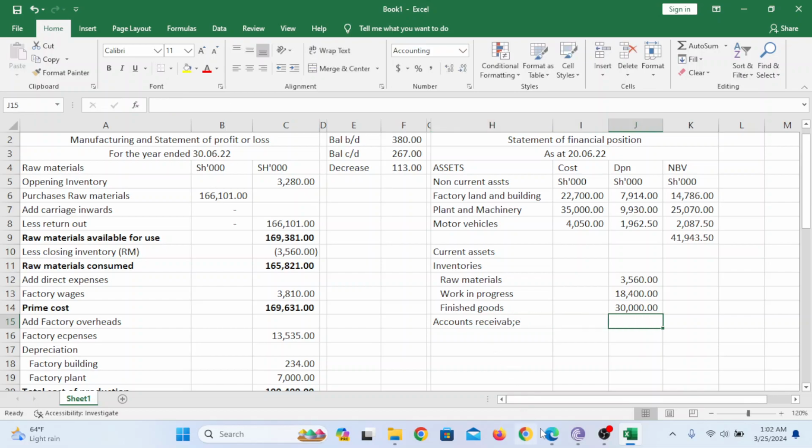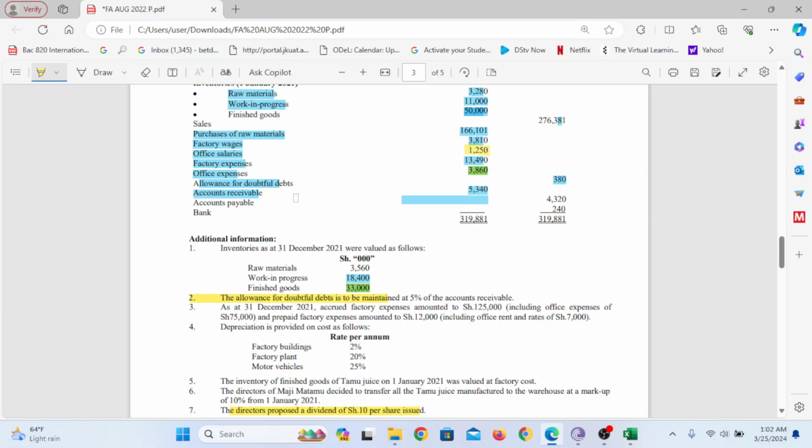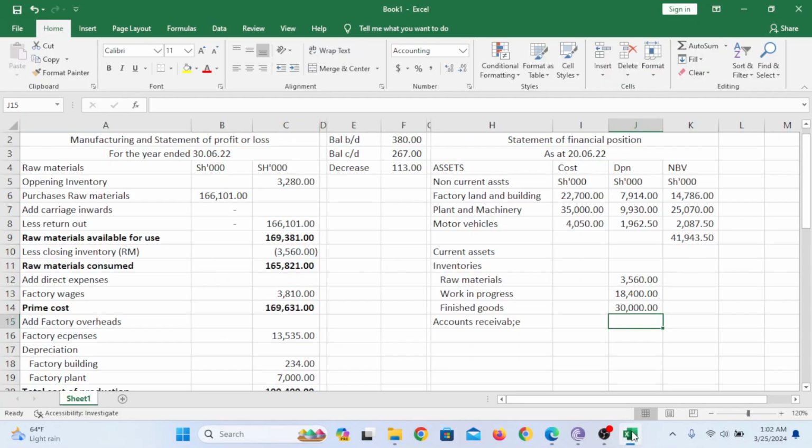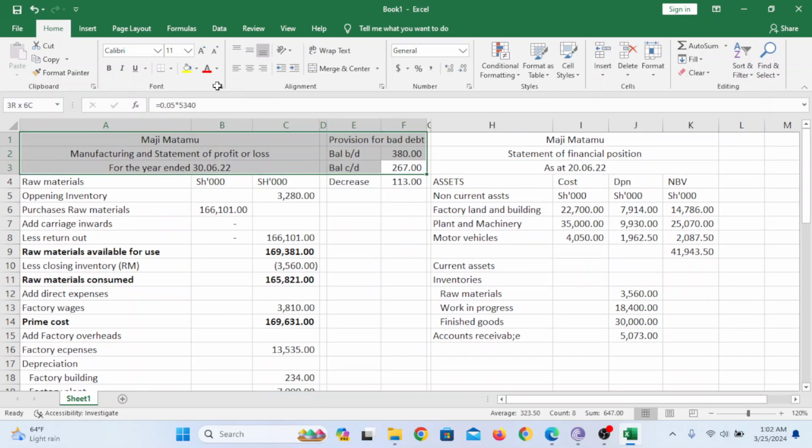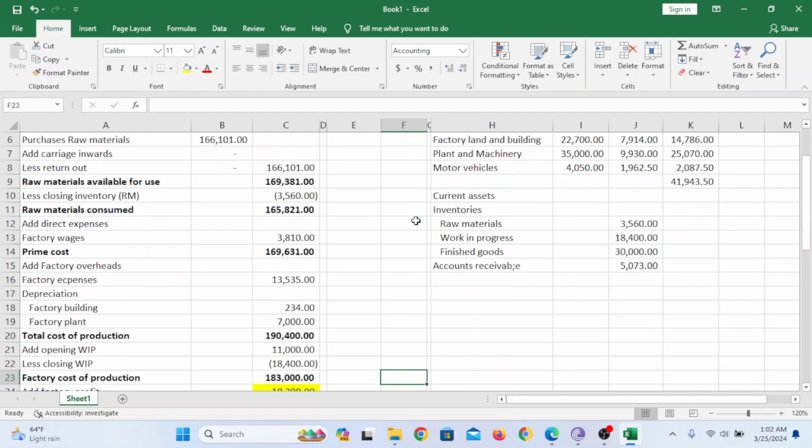Now apart from inventory, we have accounts receivable. The accounts receivables, check the trial balance also. Receivable is 5340. So 5340 minus the provision, which is carried down here. So what I'm subtracting is this provision, 67. So I remain with 7053. Then we had prepayments.